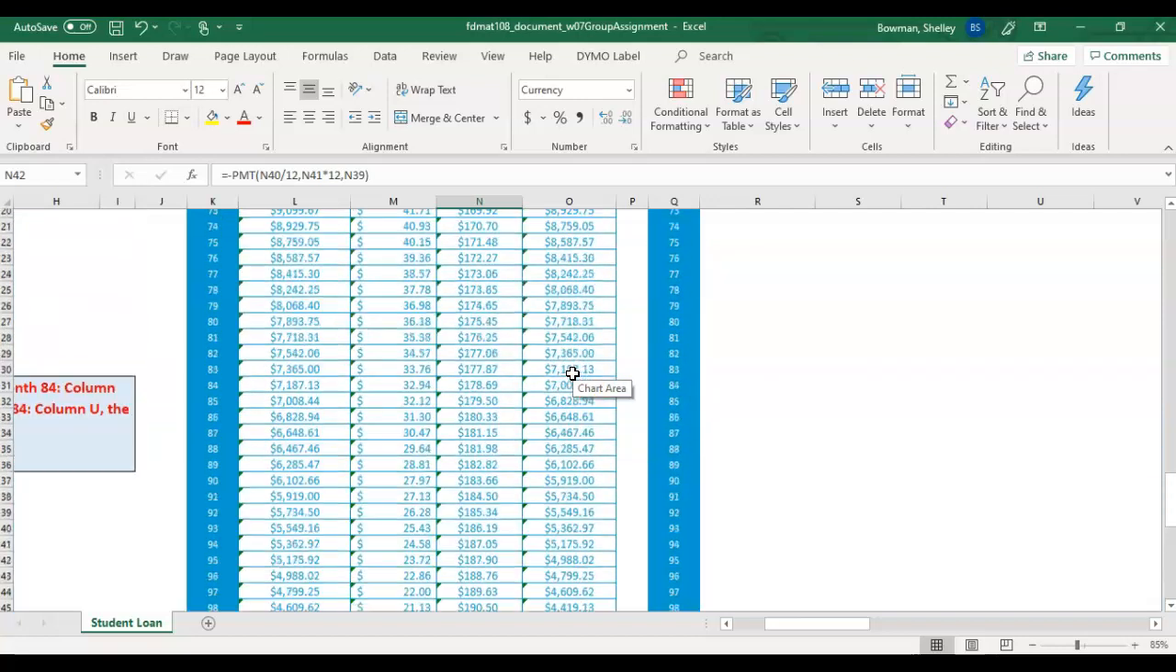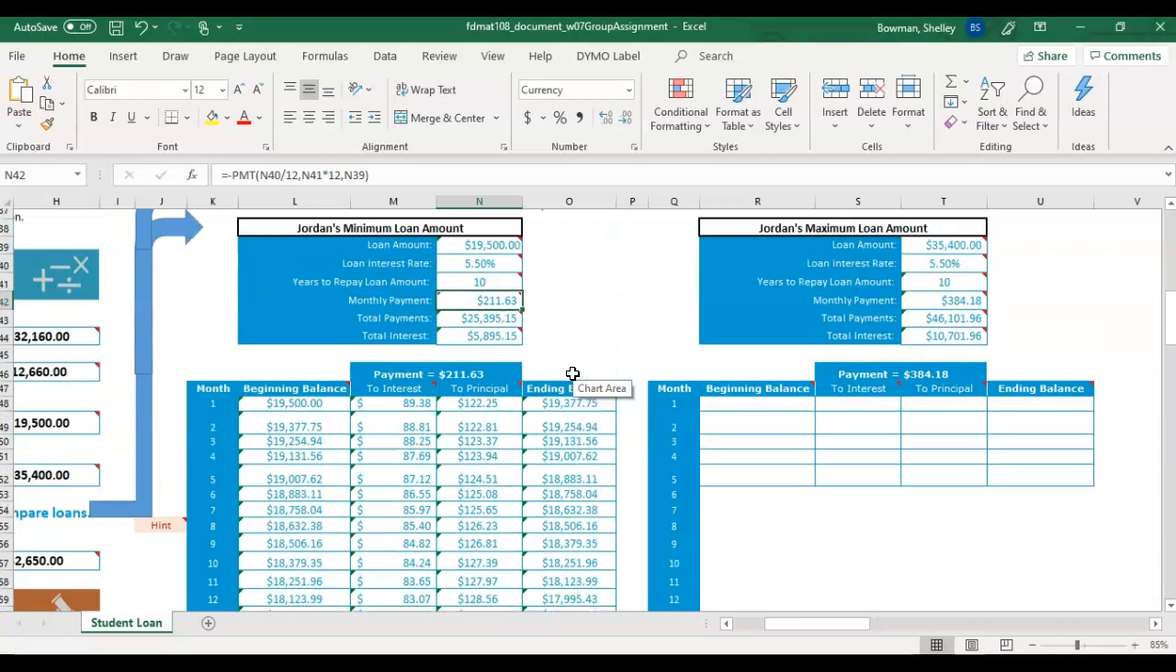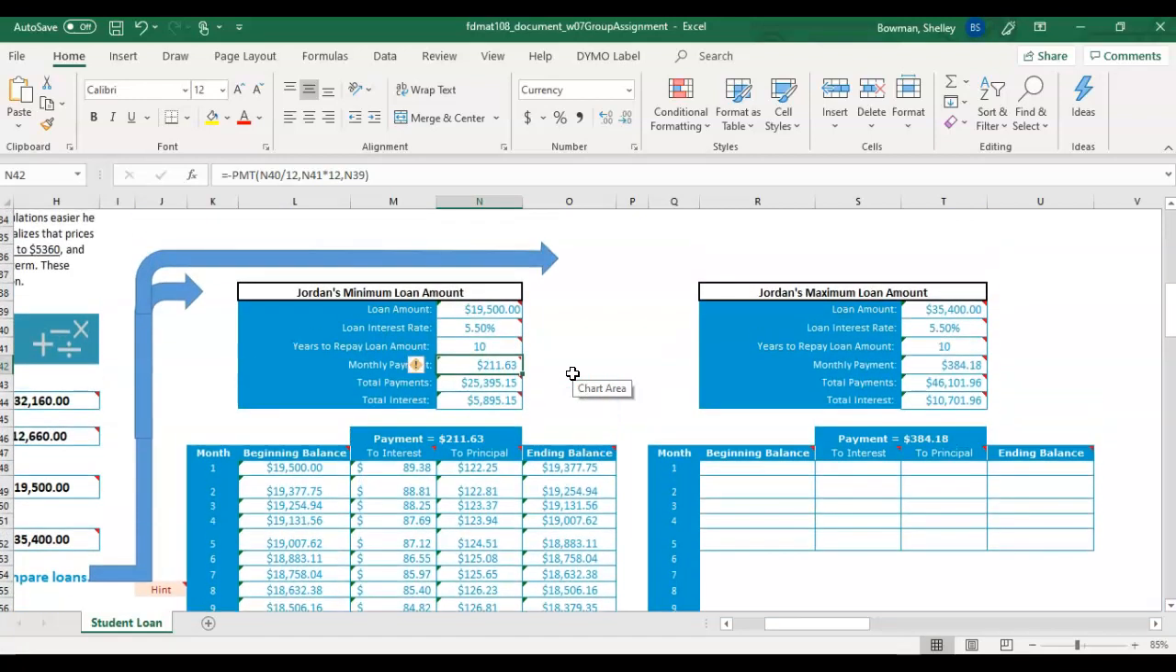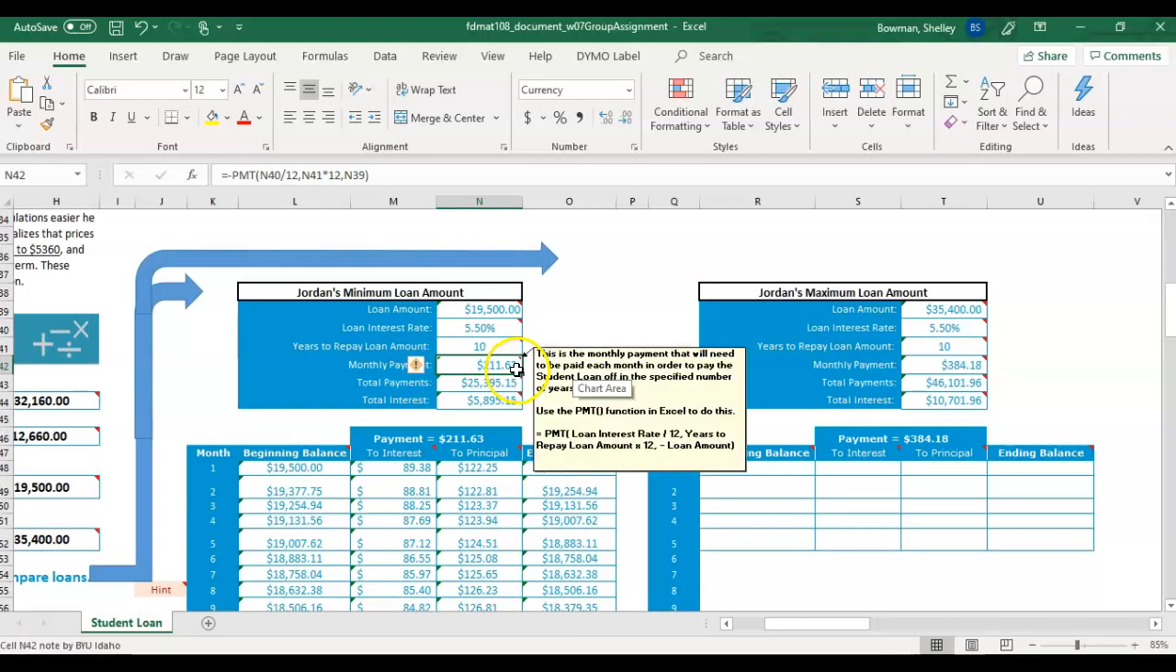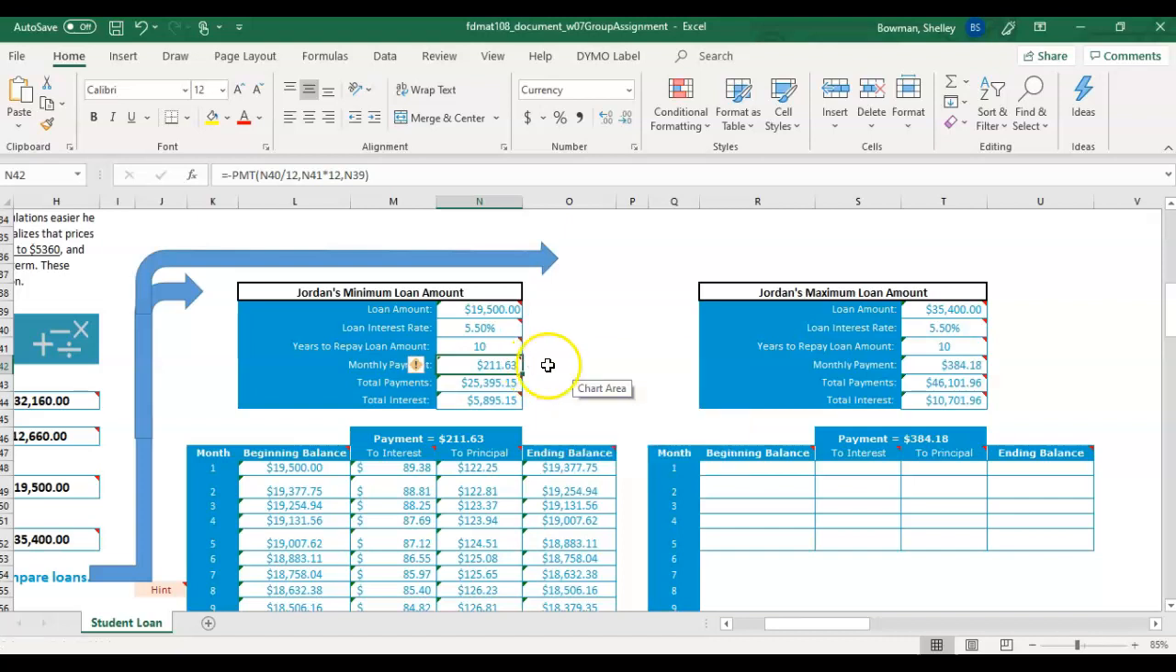I know that some students would say that it's not as accurate to the real world because you don't pay parts of a penny, and so they might actually round it up just a little bit more so that in your last payment you actually pay less than the total monthly payment. But for our calculations, we're going to say that it is sufficient to just cell reference.